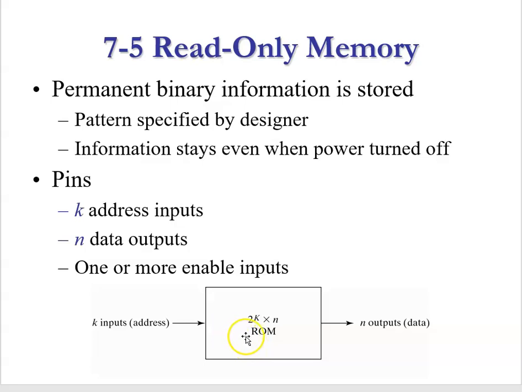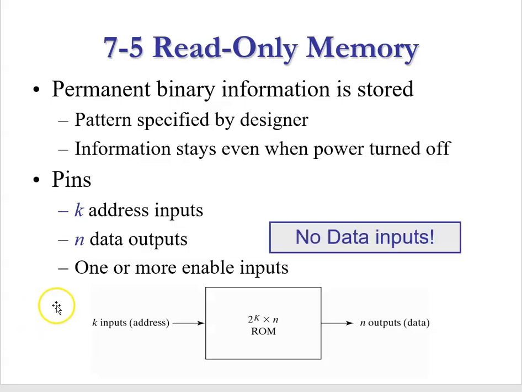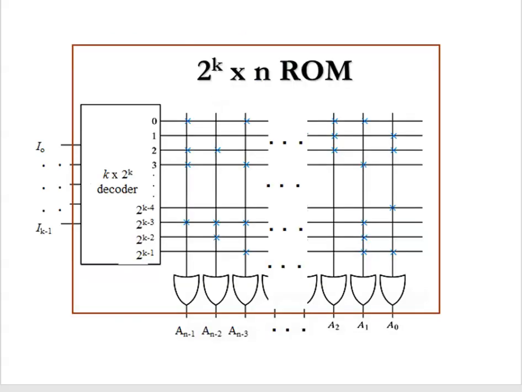So this is our block diagram for a 2^K by N ROM. The K addresses can specify uniquely 2 to the K different address spaces, and those addresses are the inputs to the ROM. The output is the word stored in ROM at that address. But there are no data inputs. So how do we get the data into the ROM? That data is stored into the ROM by the designer, by hardware, prior to it being used in the system.